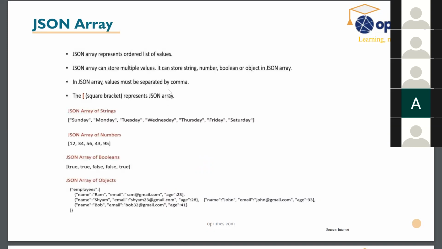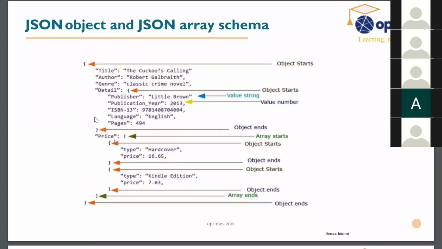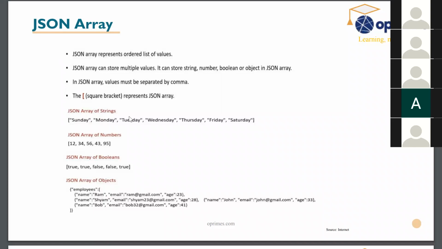Okay, JSON array. A JSON array represents an ordered list of values, like what the list contains under it. A JSON array can store multiple values. It can store strings, numbers, booleans, or objects. In a JSON array, values must be separated by commas. The square brackets represent a JSON array. We have covered it.